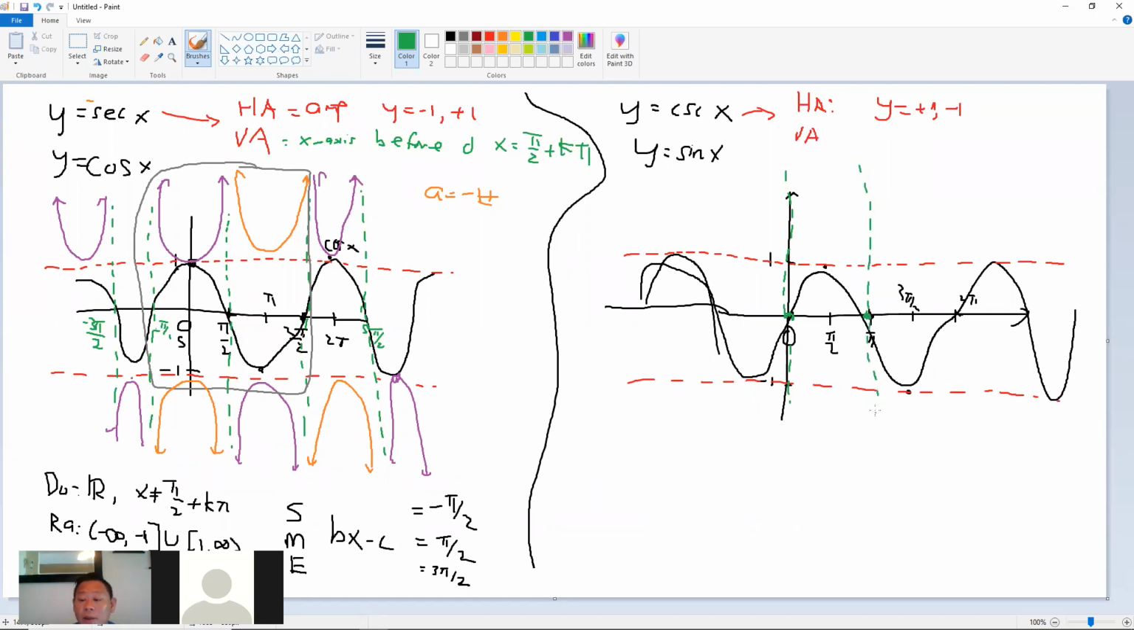It's hard to draw it without a ruler. 2 pi is the next one. And then 3 pi if you want to continue with the following. And then if you want to do the opposite, it will be -pi, and then -2 pi, and so on. So in this case, your vertical asymptote is x equals k pi, where k is an integer, like 0, 1, 2, 3, 4.